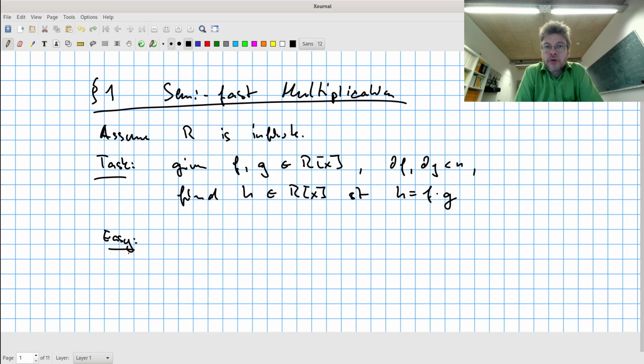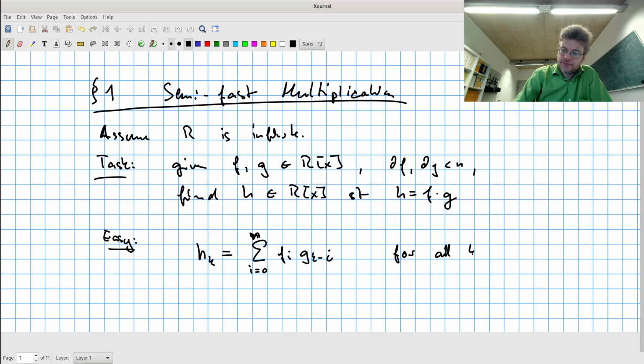Now that's an easy thing to do, because you can do it just by how the multiplication is defined. That's the most straightforward algorithm. It says that the kth coefficient of the product can be obtained by a sum over i from 0 to n minus 1, of f_i g_{k-i}. Here I'm using the convention that if I'm out of range, this will be 0. So you do this for every k from 0 to 2n minus 1, and that's it. And you have the coefficients.